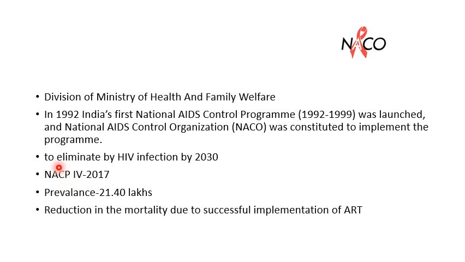The aim or goal of NACO, the National AIDS Control Program, is to eliminate HIV infection by 2030. At present the prevalence is 21.40 lakhs. So at present these many people are affected by HIV infection. We see a good reduction in the mortality due to successful implementation of ART. The implementation of ART is the main action of this national AIDS control program.